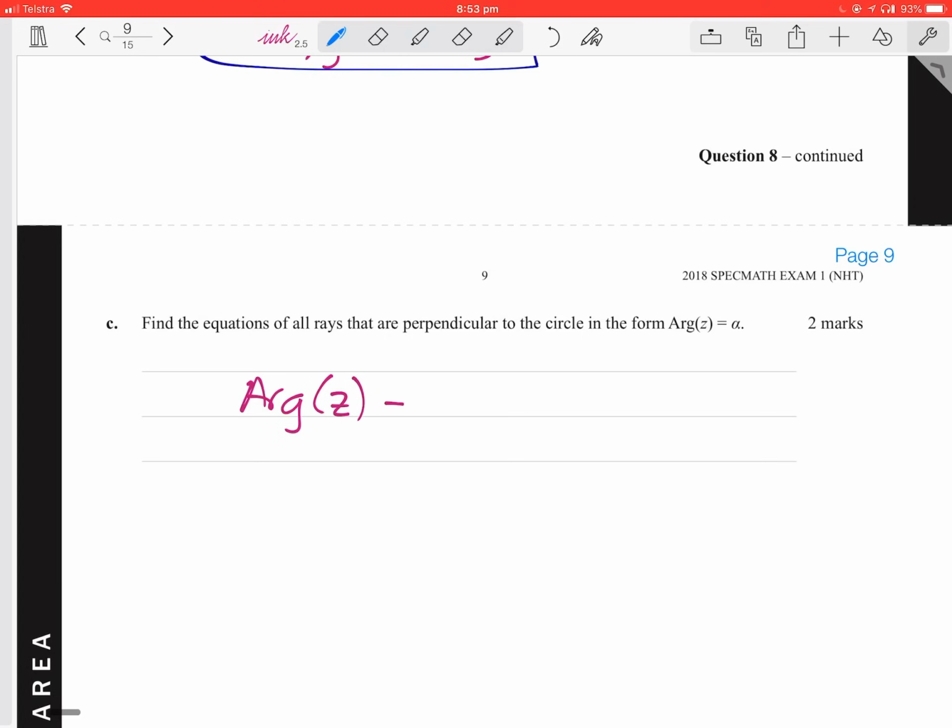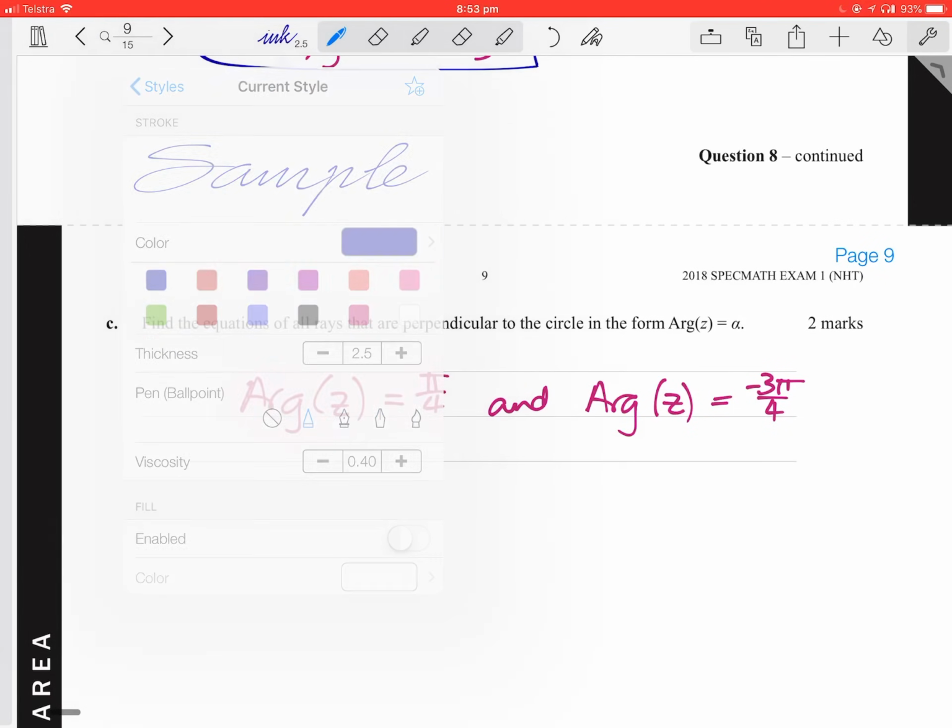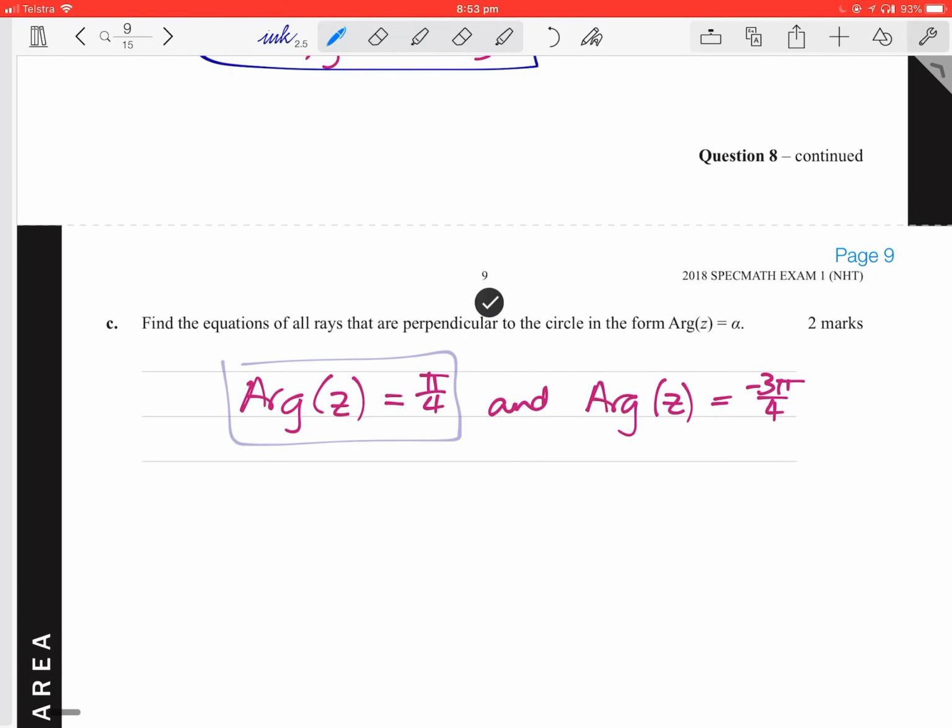So I'm going to say arg z equals pi on 4, and arg z equals negative 3 pi on 4. Remember, you have to give it between negative pi and pi. So they are our two answers: arg z equals pi on 4, arg z equals negative 3 pi on 4.